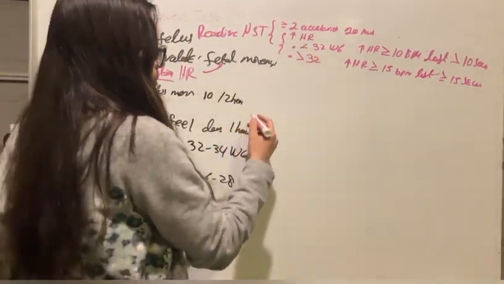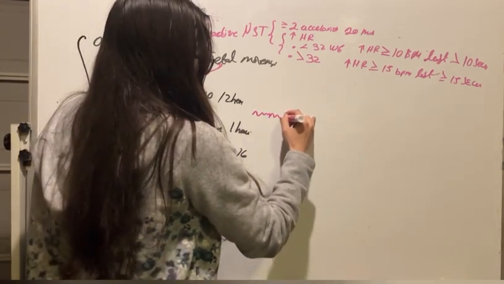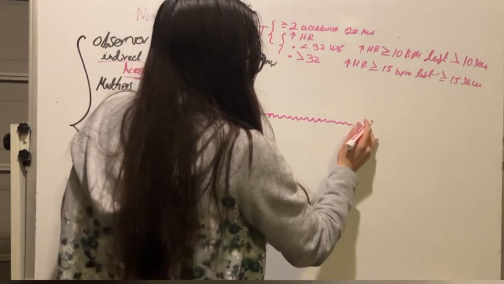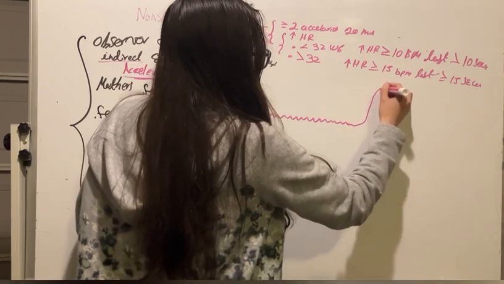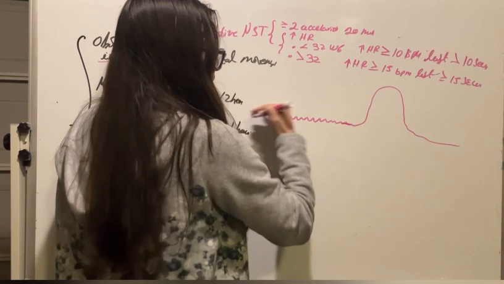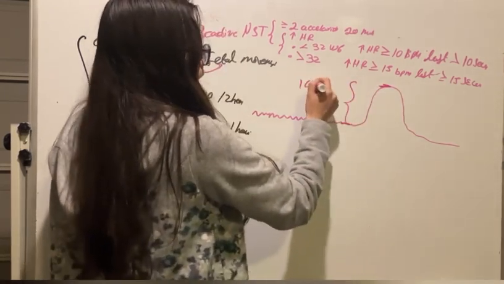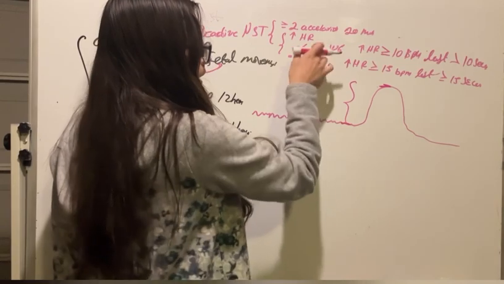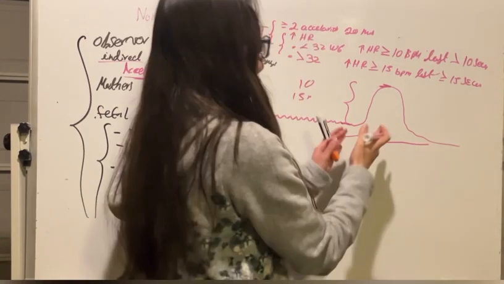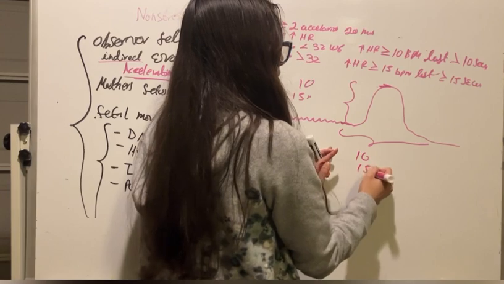So let's suppose here we have the variability of the heart rate of the fetus. We are looking for an increase in heart rate. This increase, from the baseline to the top, should be 10 or 15 beats per minute depending on the gestational age, and should last more than 10 or 15 seconds.